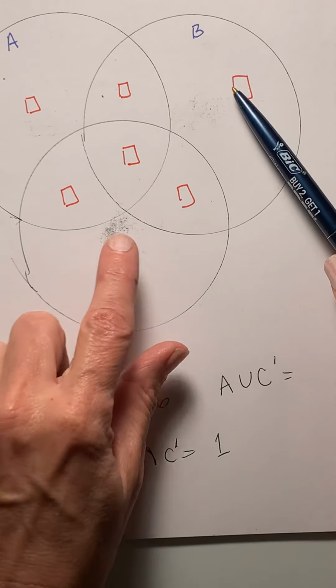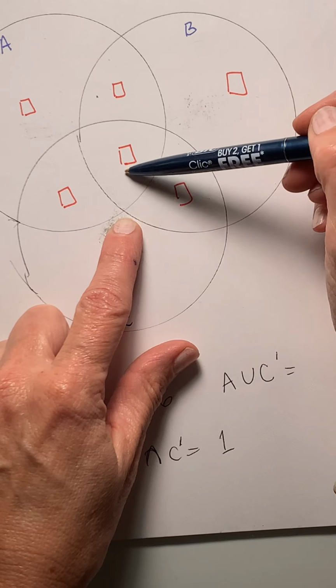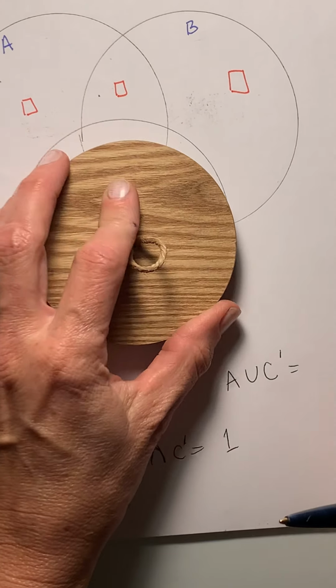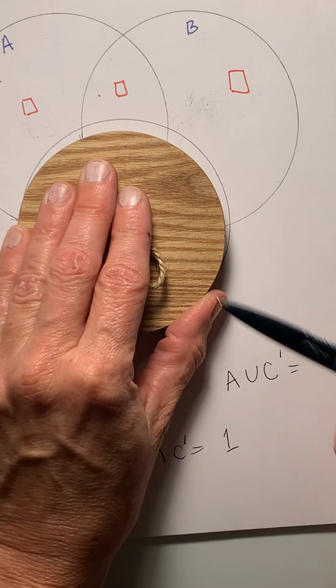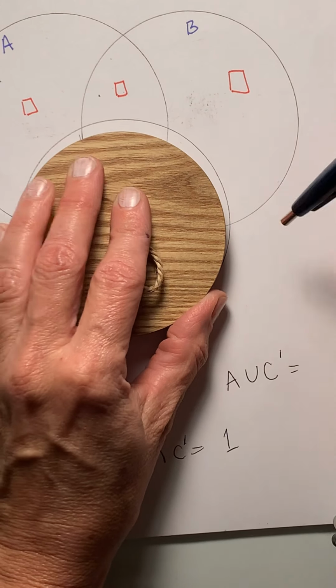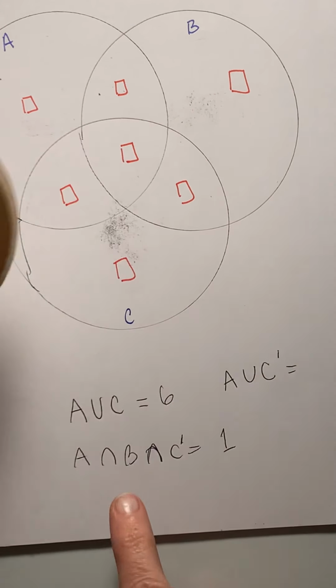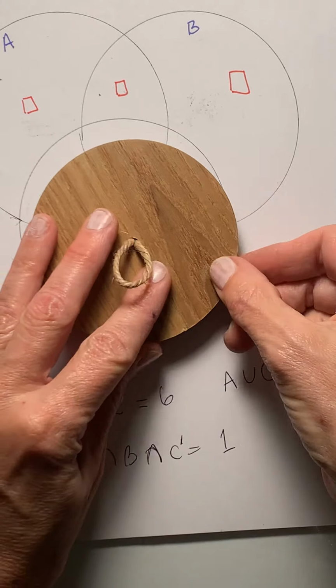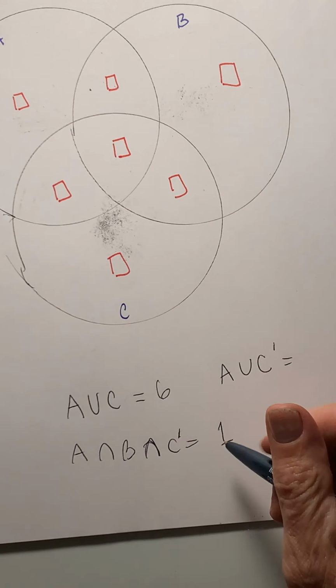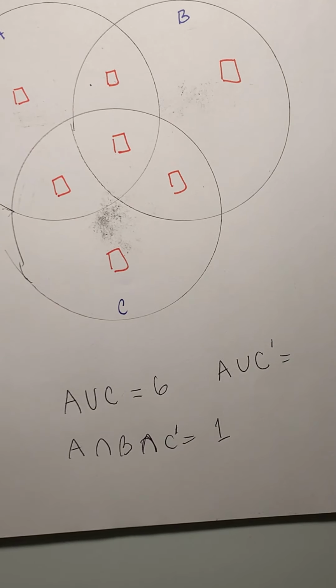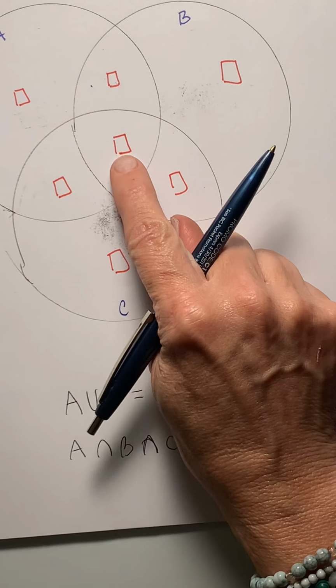Now if I said A, B, and C prime, then I would have an overlap between A and B, which right now is these two, right? And then everything that is not C. So that would be just this one. The overlap that's in both, because this is an upside down U, would just be not C would be just one thing. But it would be this one instead of this one.